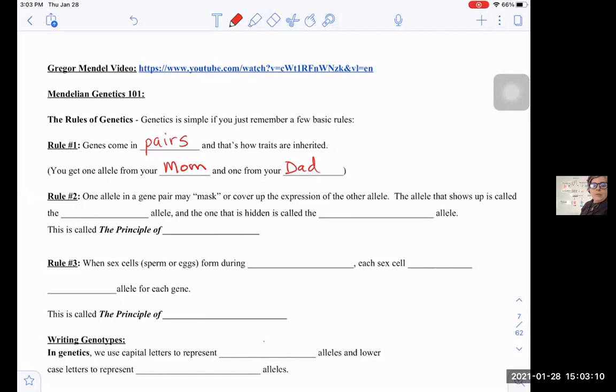All right, rule number 2 says that one allele in a gene pair may mask or cover up the expression of the other allele. And that allele that shows up is called the dominant allele. The one that's being hidden is then called the recessive.